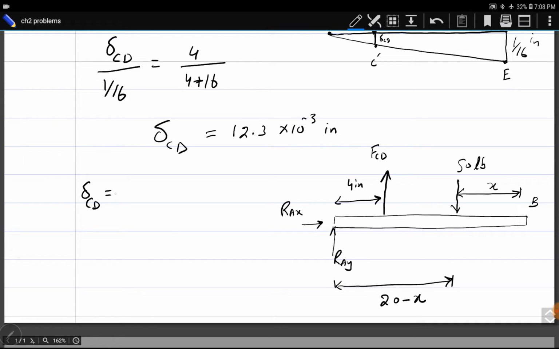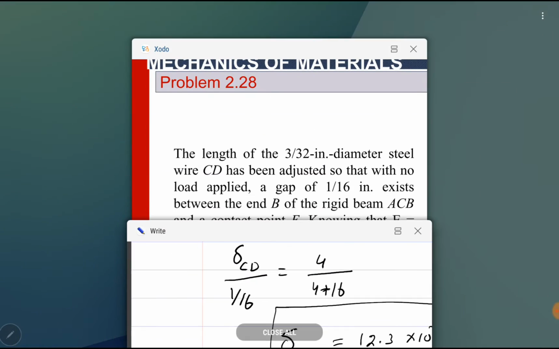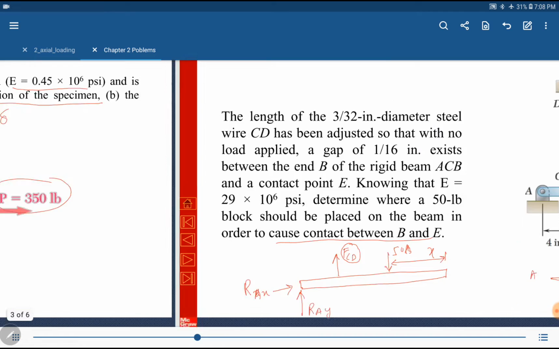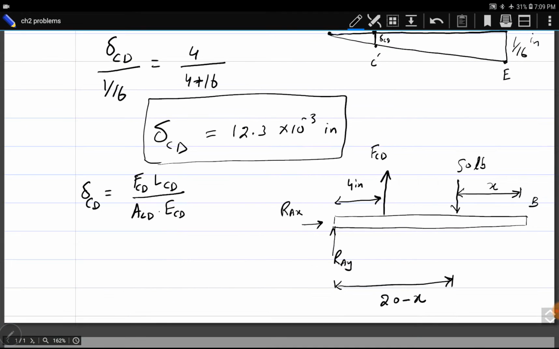Del CD is equal to FCD times length of CD, divided by area of CD times E of CD. Del CD has been calculated already. The length of CD is given. It is 12.5 inches. Area of CD can be calculated from the diameter of the wire CD, 3 by 32. It is diameter. And E is also given, which is 29 into 10 power 6 psi. So from here we can find FCD. We will put the values here.